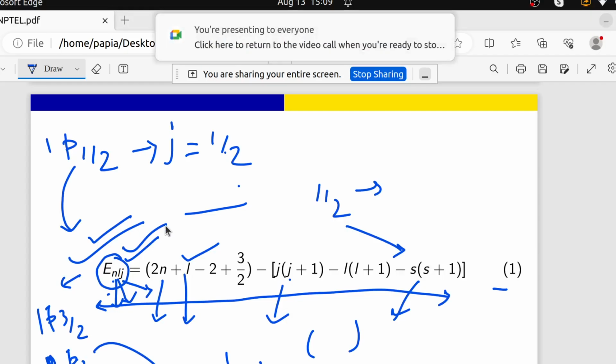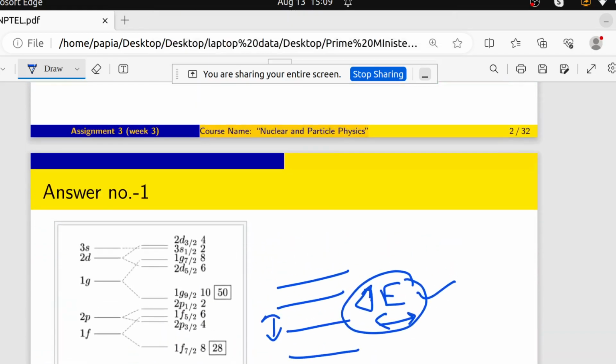okay. Like that you can know that there is an energy gap between all these energy states, like how 1d 3/2 and 2s 1/2 are very closely separated, and how 2s 1/2 and 1d 5/2 are largely separated.